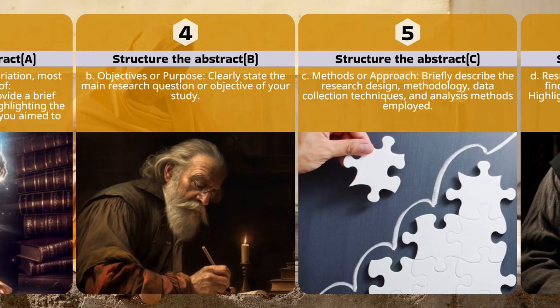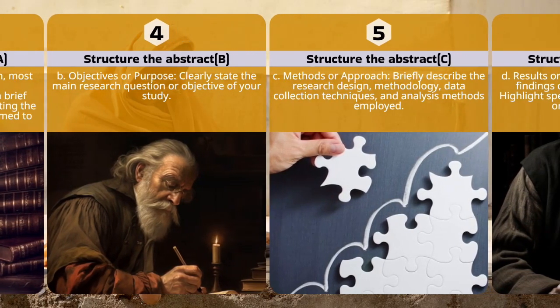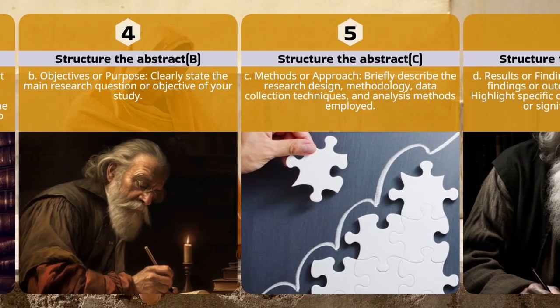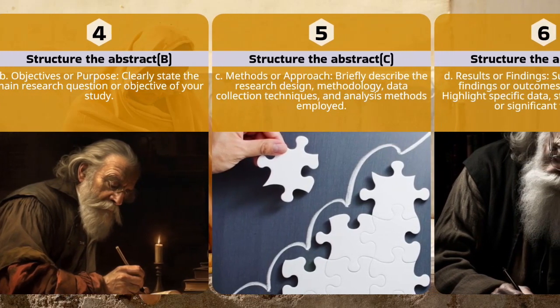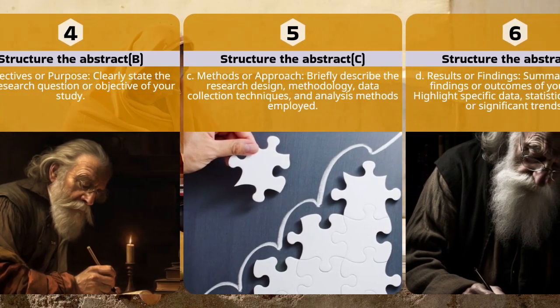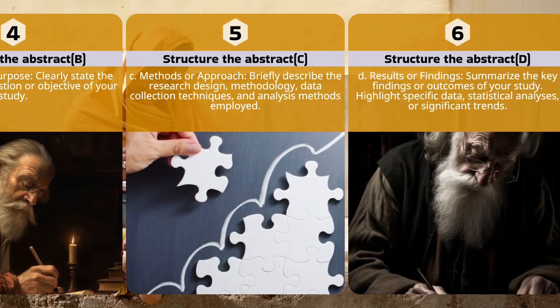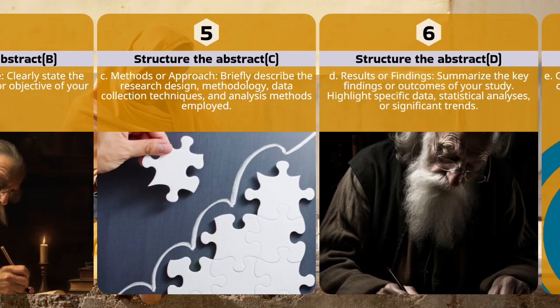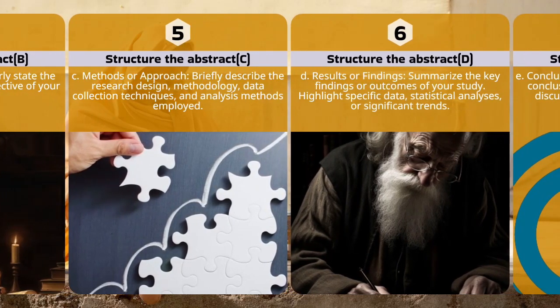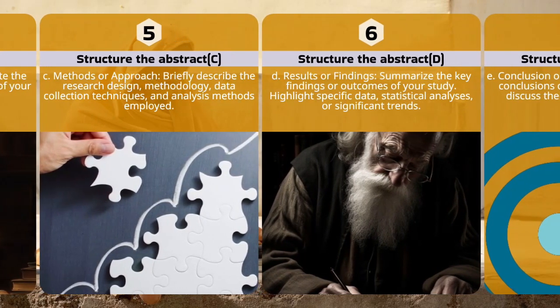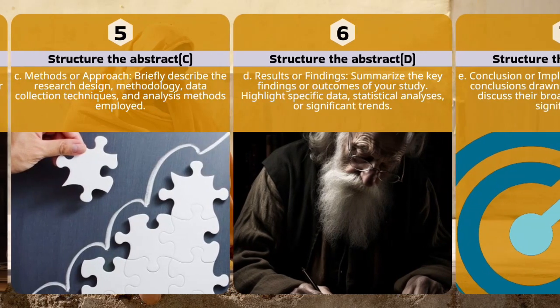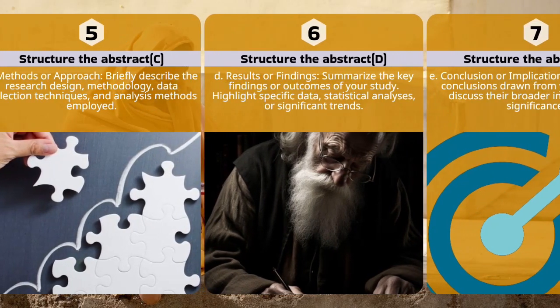5. Structure the abstract. Methods or approach. Briefly describe the research design, methodology, data collection techniques, and analysis methods employed. 6. Structure the abstract. Results or findings. Summarize the key findings or outcomes of your study. Highlight specific data, statistical analyses, or significant trends.